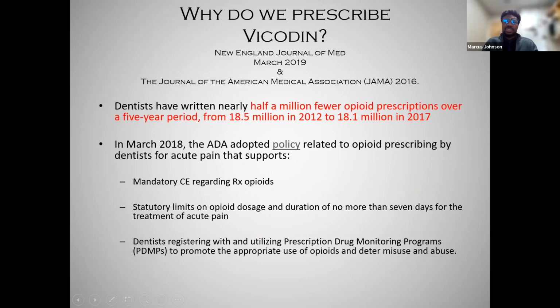So this was encouraging. This was from the New England Journal of Medicine in 2019. But we saw that there were half a million fewer opioid prescriptions over a 5-year period. So we actually were prescribing less in 2017 than in 2012. I have not checked the trends on that lately, but hopefully the word is out and we are actually moving forward in a more judicious and more responsible manner to help put a pause on that pandemic of the opioid crisis.